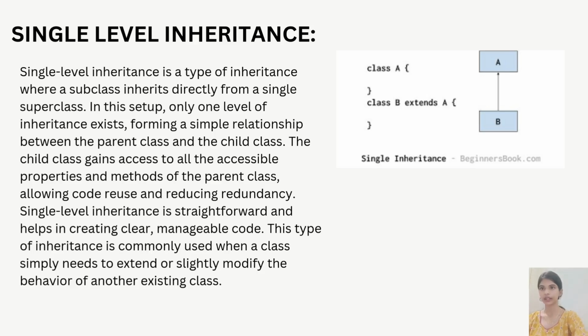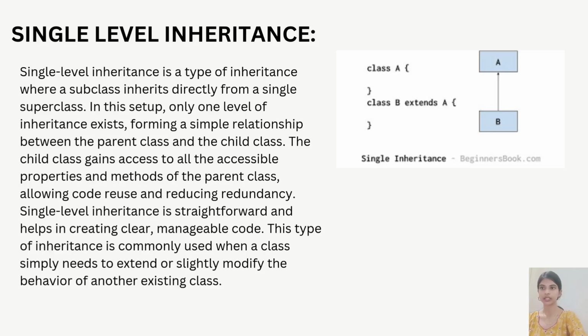Single level inheritance. In single level inheritance, it is a type of inheritance where a subclass inherits directly from a single superclass or single parent class. In this setup, only one level of inheritance exists, forming a simple relationship between the parent class and the child class. The child class gains access to all the accessible properties and methods of the parent class, allowing code reuse and reducing redundancy.